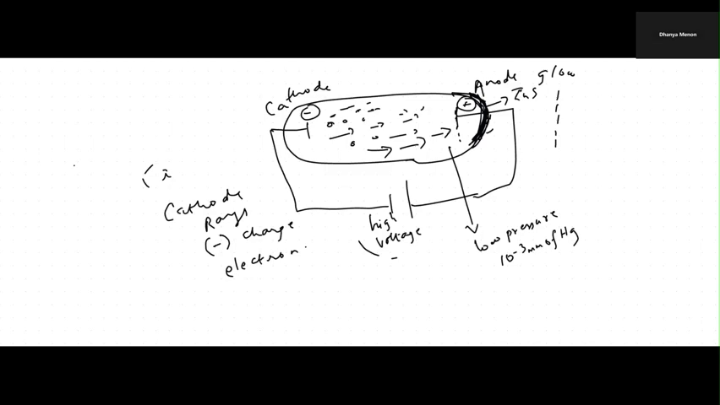straight to the screen. Okay, so these invisible rays are called cathode rays, and they are made up of negatively charged particles called electrons. Okay, and they move towards the anode.